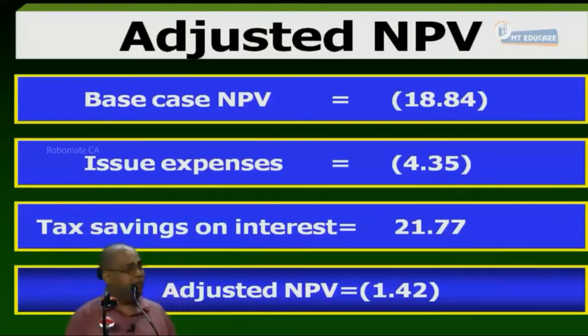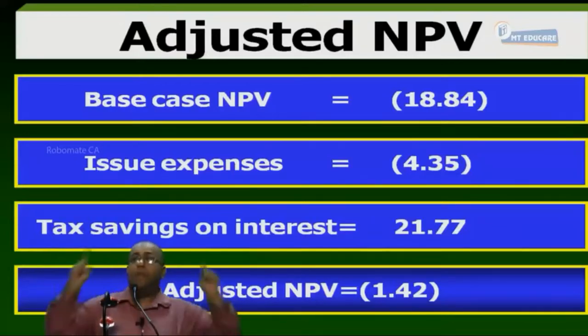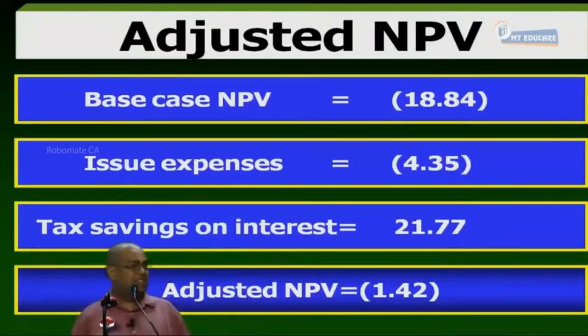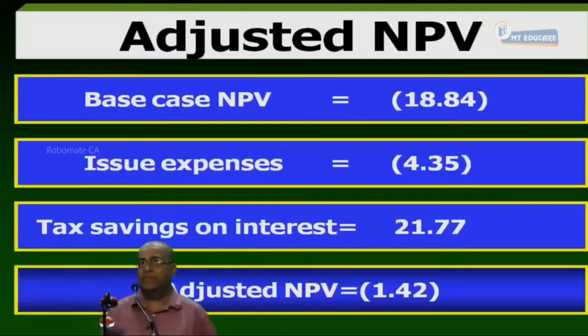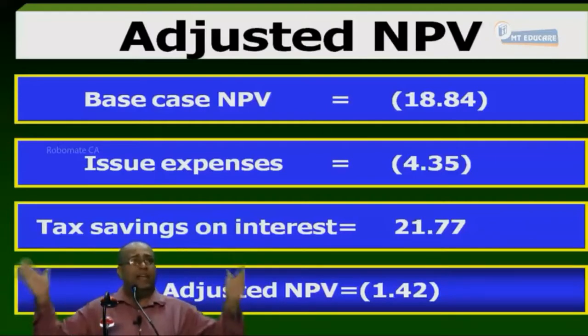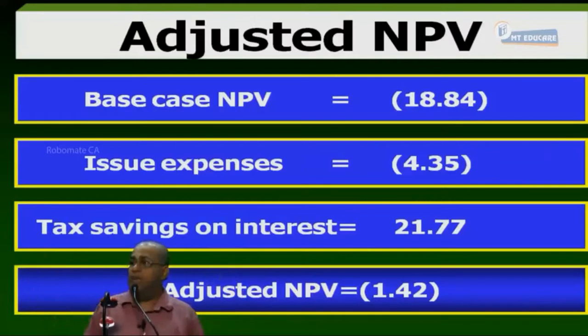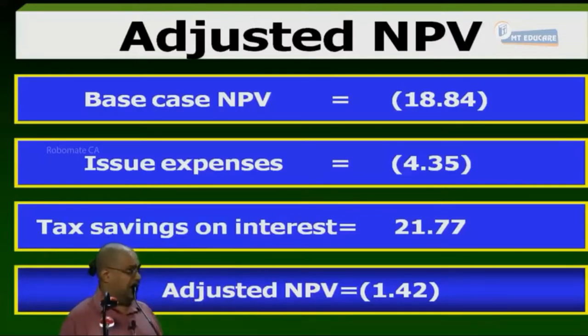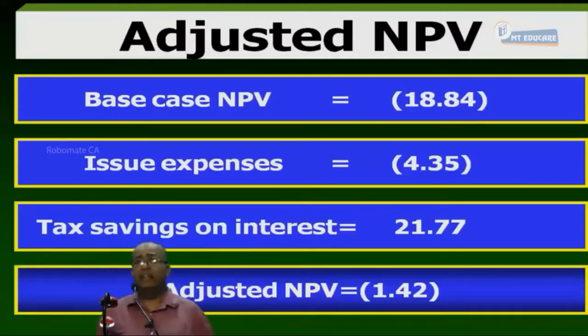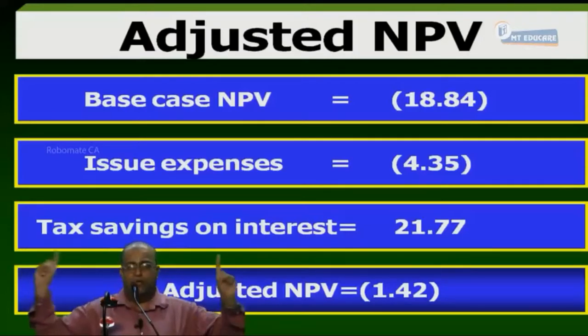I'll tell you, where the NPV comes from is properly understood only through this adjusted NPV statement. I can say like this. From the project, I get minus 18.84 lakh NPV. The asset gives me NPV of minus 18.84 lakh. And the borrowing is contributing how much? 21.77 lakhs positively, the tax shield, yes or no? And the issue expense constitutes 4.35. Negative NPV is how much? Minus 1.42 lakh, yes or no?